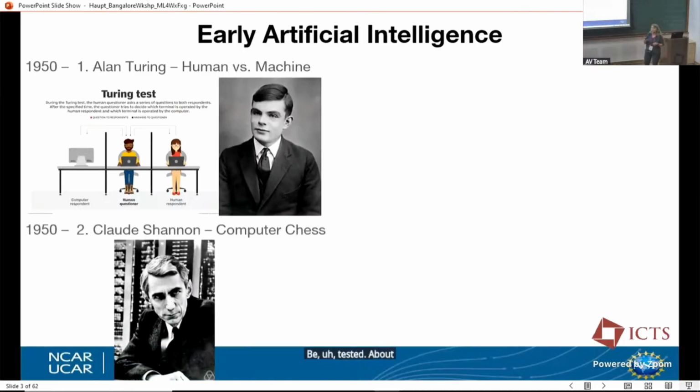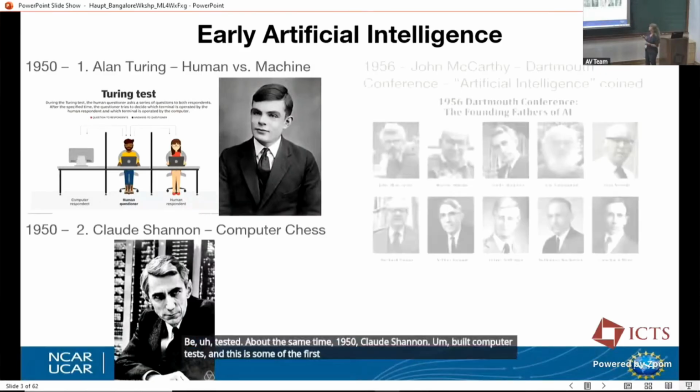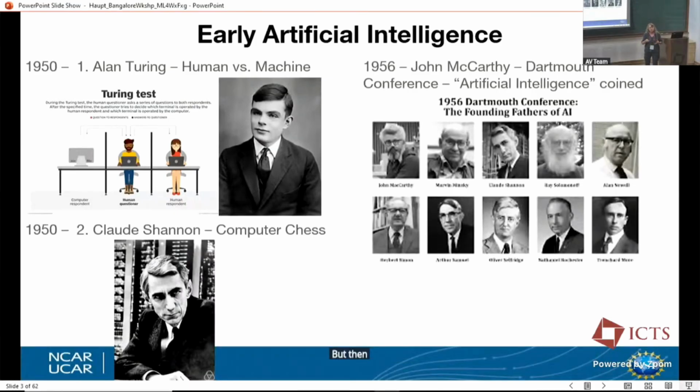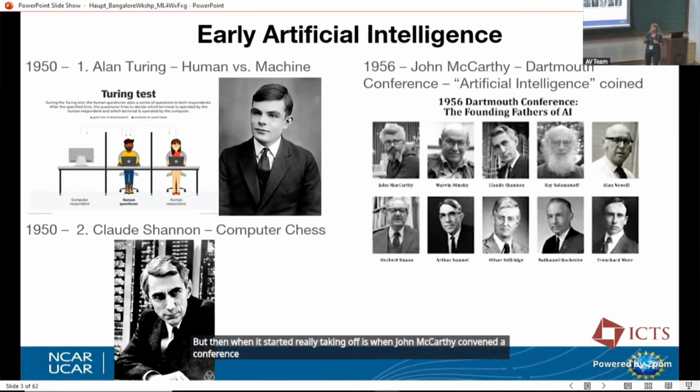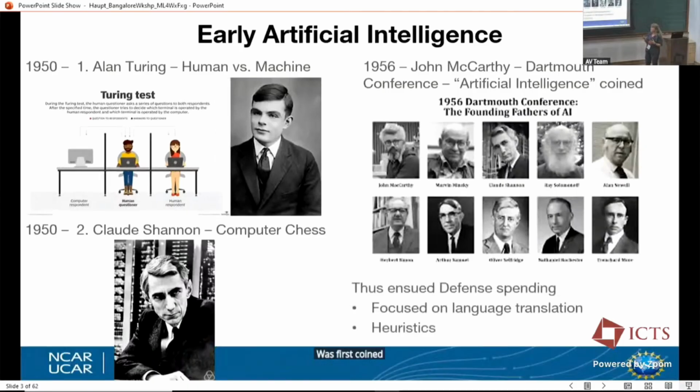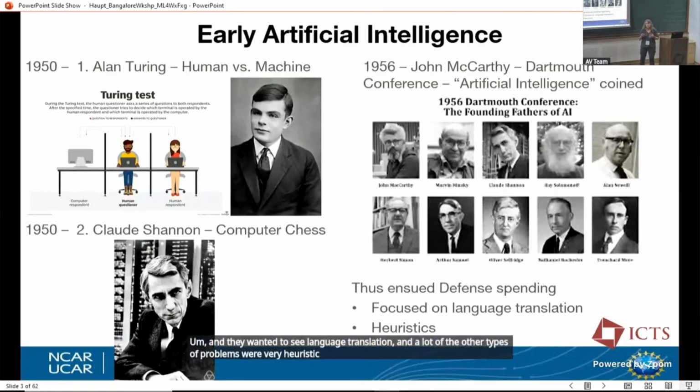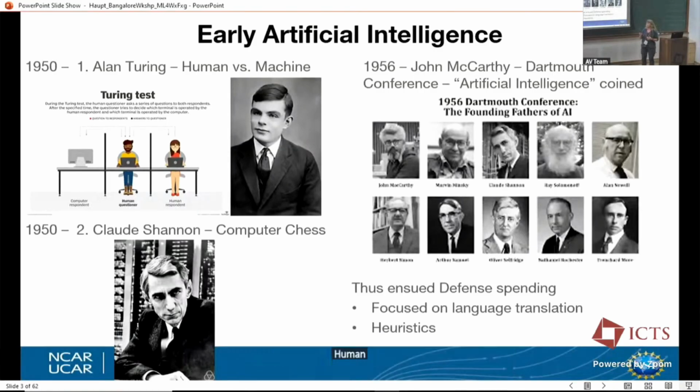About the same time, 1950, Claude Shannon built computer chess, and this is some of the first computers that are happening. But then when it started really taking off is when John McCarthy convened a conference at Cornell in 1956. That's where the name artificial intelligence was first coined, and it led to a lot of interest, especially by the US Defense Department, and they wanted to see language translation, and a lot of the other types of problems were very heuristic, really built by human knowledge at that point.